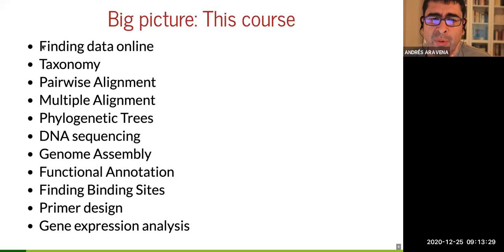So we started with finding data online. We discussed taxonomy, pairwise alignment including BLAST, multiple alignment, and phylogenetic trees. And we are, as you see, in the middle. We need to speak about DNA sequencing and genome assembly. That is probably one class. I mean, no. The truth is, genome assembly can take 2 classes because there are many topics in genome assembly. But if we are lucky, we do it in 1 class. You need to understand how genomes are assembled. Then we have, when you get the genome, how to find the genes and what the genes are doing.